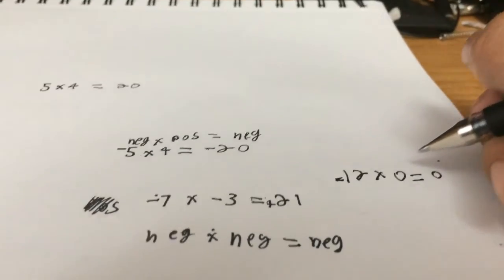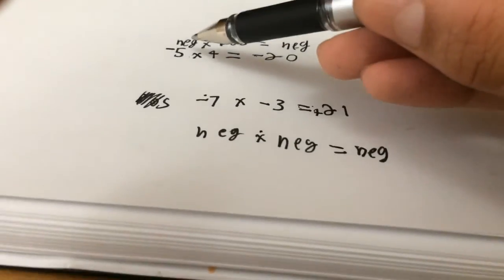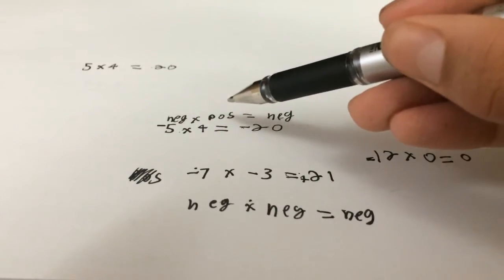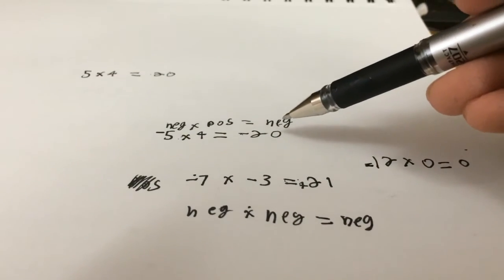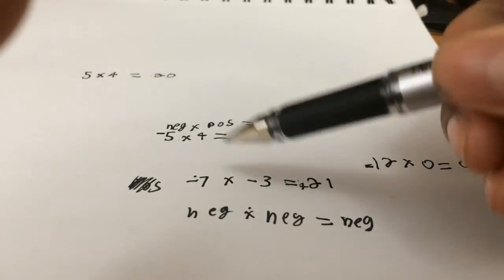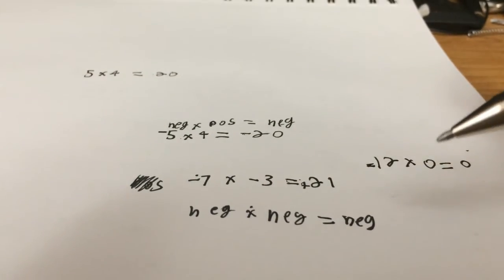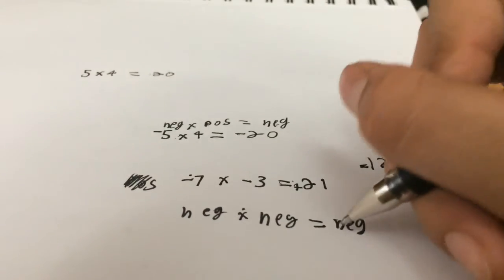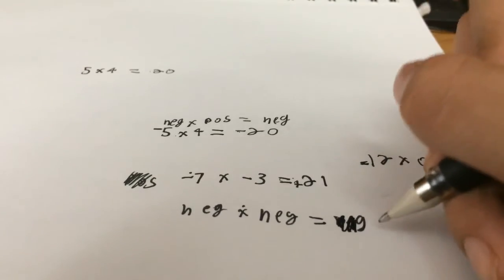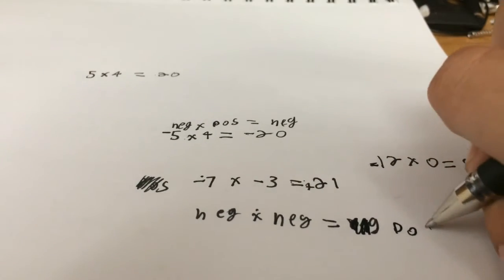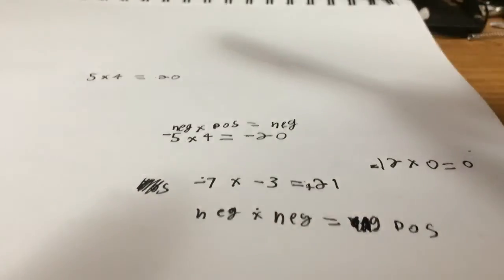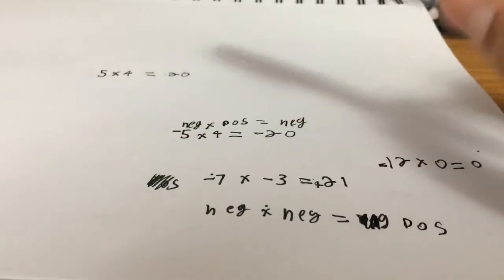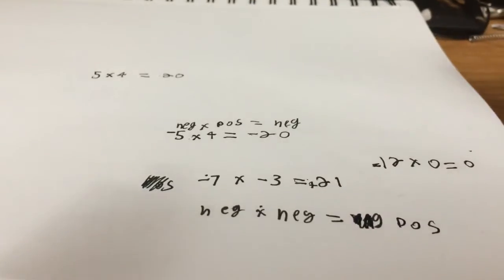So the main things to remember is that a negative number multiplied by a positive number would equal a negative number, and a negative number with a negative number would equal a positive number. I accidentally wrote negative here. It would equal a positive number. And then a positive number times a positive number would equal a positive. So that is how you multiply integers.